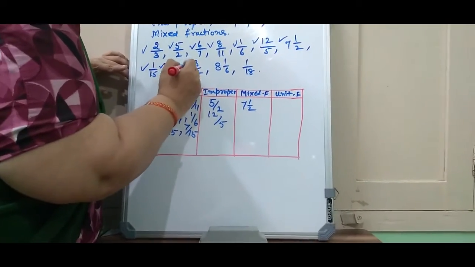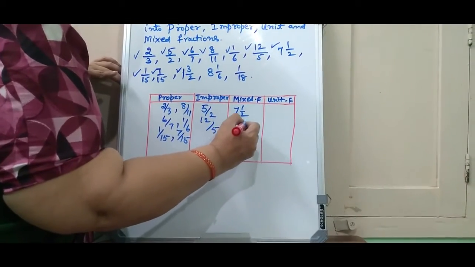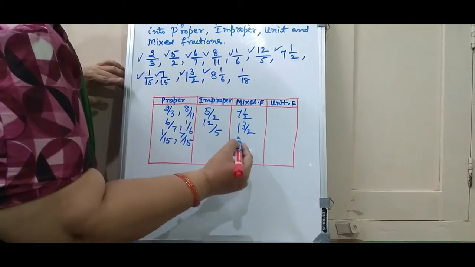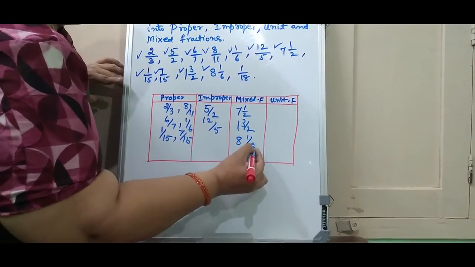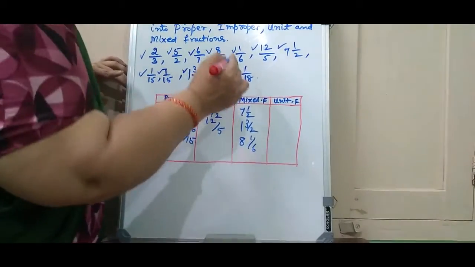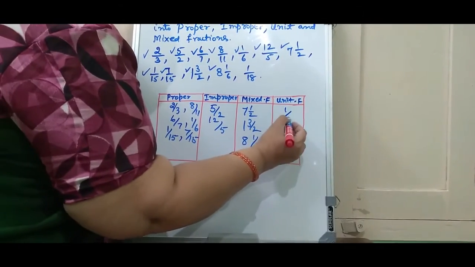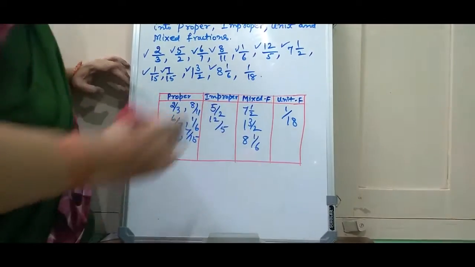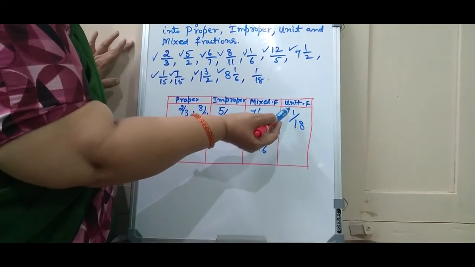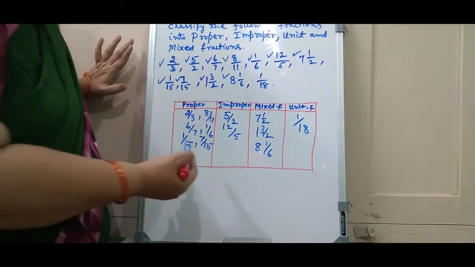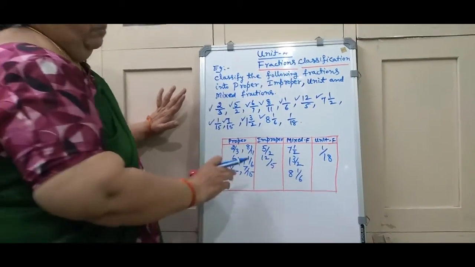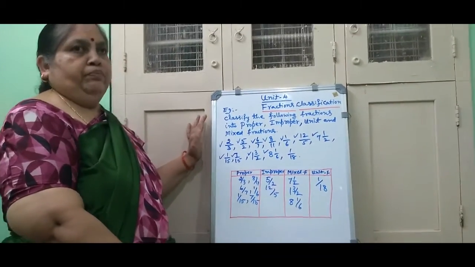And 1 3 by 2 is a mixed fraction. And again 8 1 by 6. And again 1 by 18. 1 by 18 comes under the unit fraction column because 1 is the numerator. The fractions which have 1 as the numerator are called unit fractions. So here we have classified the given fractions under the particular columns.